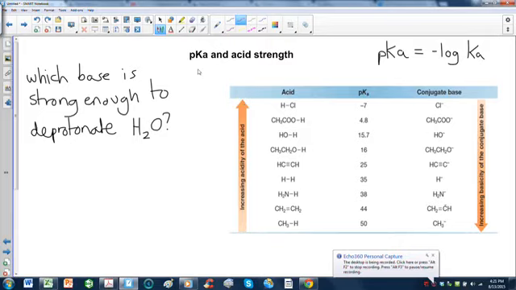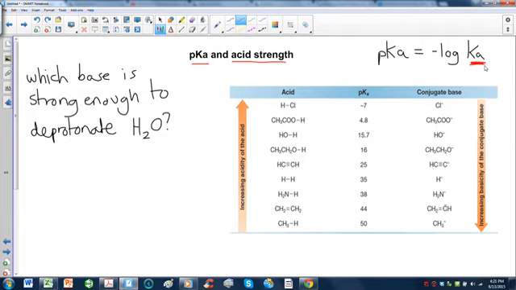All right, let's talk about the concept of pKa and how it relates to the strength of acids, particularly organic acids. I don't know how much you remember from your principles of chemistry class, but you would have gone through some material about acids and bases. One of the concepts you would have touched on was Ka and pKa.